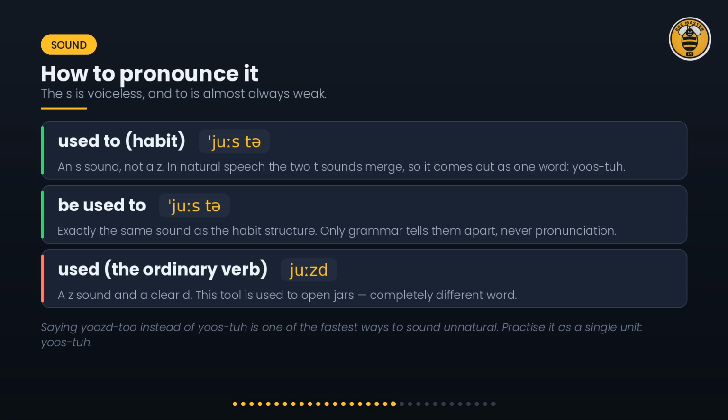And notice that the habit structure and the familiarity structure sound absolutely identical. Only grammar tells them apart, never pronunciation. Compare that with the ordinary verb use in the passive. This tool is used to open jars. There you can hear a Z sound and a clear D, used. Completely different word. Saying used to when you mean a past habit is one of the fastest ways to sound natural, so practice it as one unit, used to.